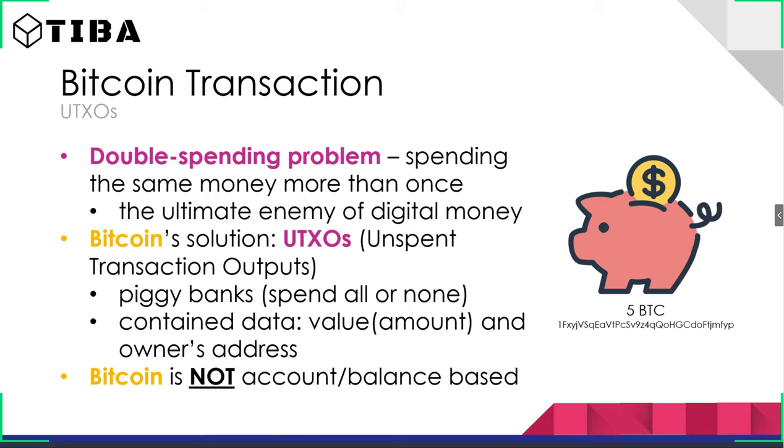And so how Bitcoin solves this is something called UTXO, or unspent transaction outputs. You can think of it as piggy banks. So you either spend all or none. We'll have an example later, but basically the data that's in a UTXO is two things. One is the value, so the amount of Bitcoin. And the second thing is the owner's address, who owns the Bitcoin. And you can see from this that Bitcoin is not an account or balance-based system. You don't have a number of Bitcoin that you own on the blockchain. What you own is UTXO, so tiny piggy banks that are floating around.